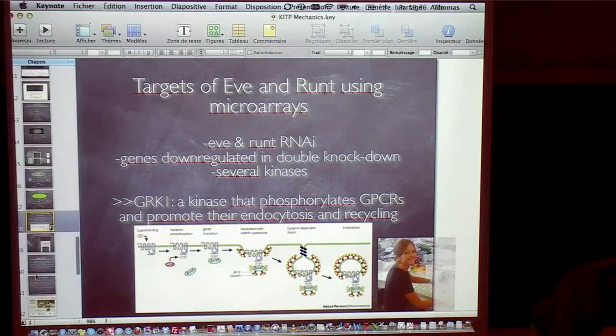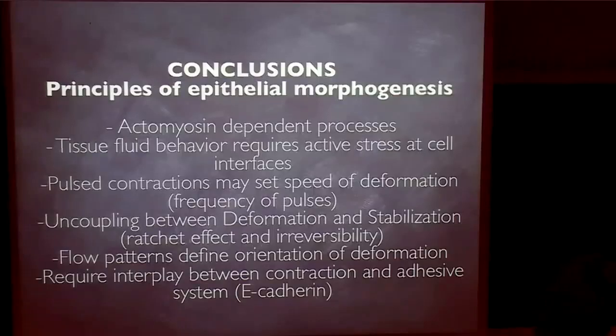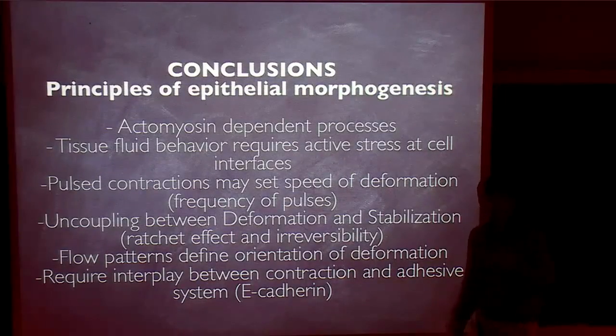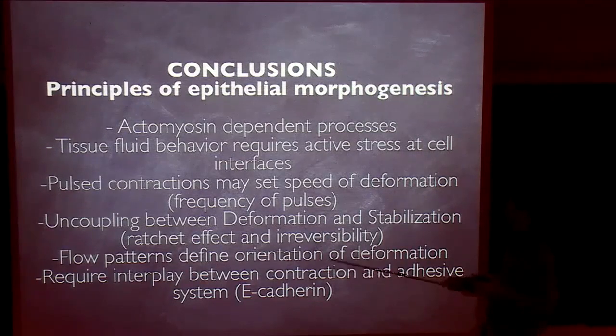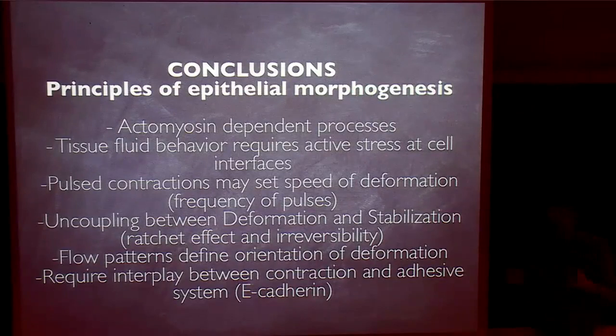This is a bit pompous because I put principles, but I think we can argue. I think this is a sensible working model that recapitulates a lot of things found by different groups, ours included. And what I wanted to highlight is that flow patterns control the orientation of deformations, but you also need to control the stabilization. And we think that this information depends to some extent on this GPCR signaling, which I rapidly mentioned at the end, to be a common pathway for mesoderm and ectoderm. And I stop here.